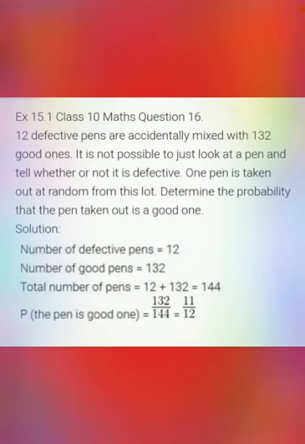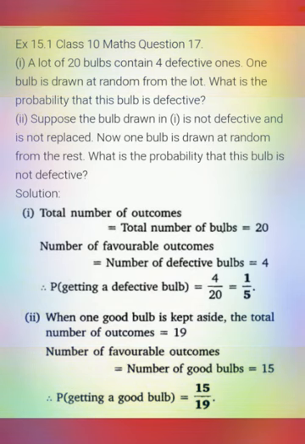That is equal to number of favorable outcomes divided by number of total outcomes. How many are good pens? 132. How many are total pens? 144. So 132 divided by 144 can be simplified because both numerator and denominator are multiples of 12. So finally we will get the answer 11 divided by 12, because 12 squared is 144, and 11 twelves are 132. So the answer is 11 by 12. I hope you can understand this. Shall we move on to the next question, children?